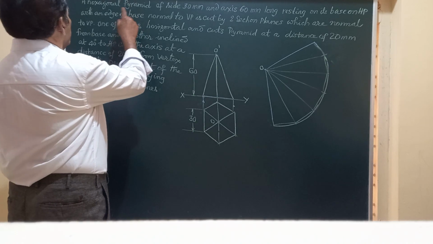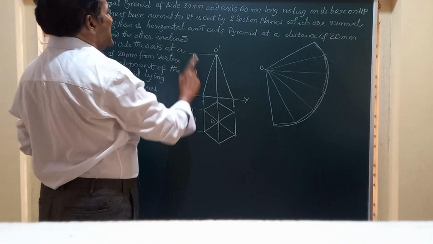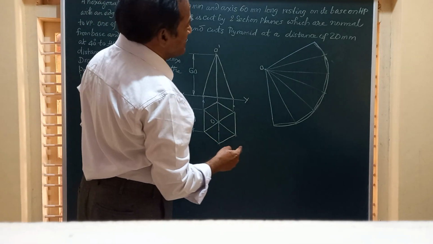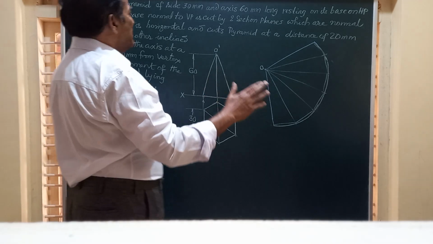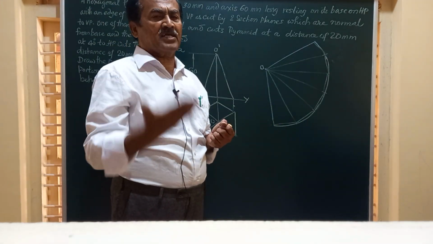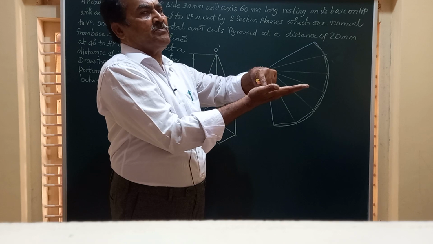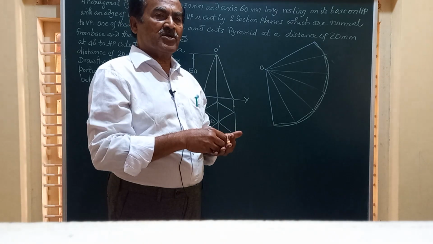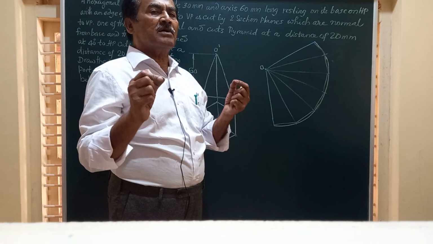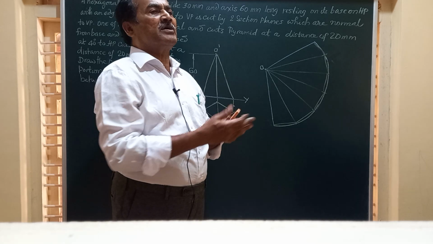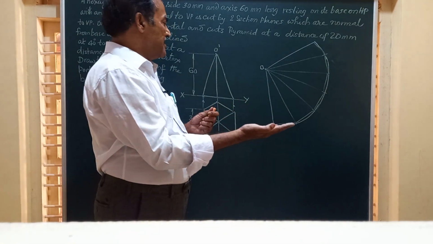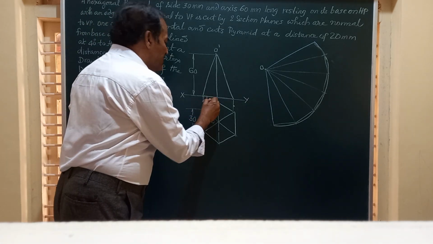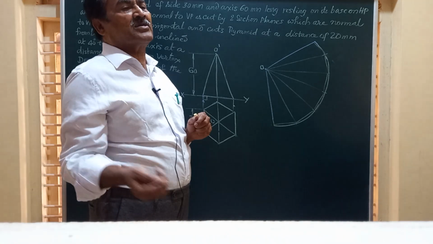The question reads like this: a hexagonal pyramid of side 30 mm and axis 60 mm long, resting on its base on HP with an edge of base normal to VP. So there is a hexagonal pyramid which is placed on HP such that one of the six base edges of the solid is normal to VP. So we can complete the position of the solid by placing it on HP such that an edge of the base is normal to VP and obtain the top and front views of the pyramid to the given dimension.